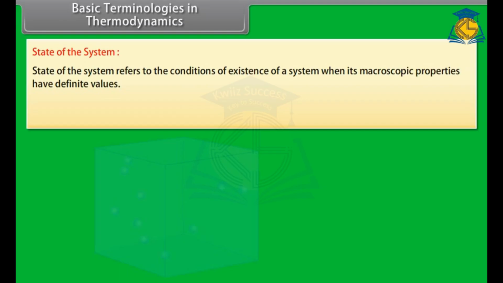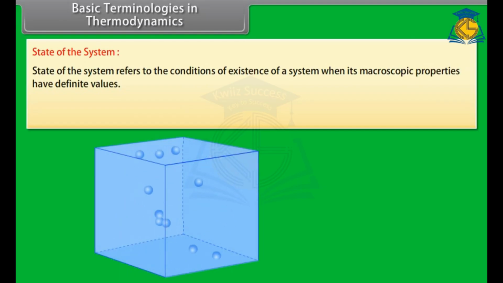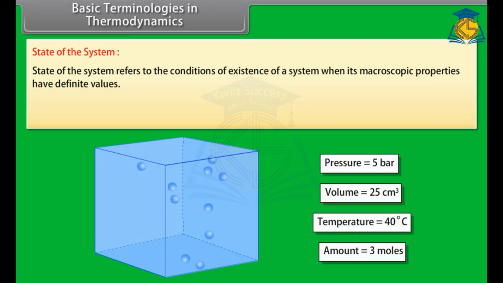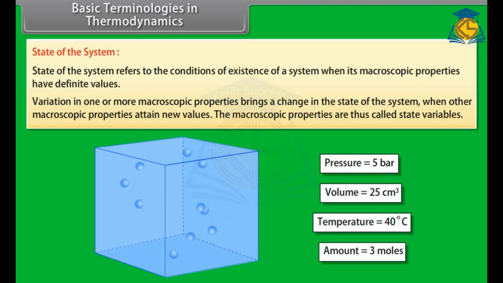State of the system. State of the system refers to the conditions of existence of a system when its macroscopic properties have definite values. For example, the state of a gaseous system can be defined by its pressure, volume, temperature, and amount. Once these minimum numbers of macroscopic properties are fixed, the other properties automatically acquire definite values. Variation in one or more macroscopic properties brings a change in the state of the system when other macroscopic properties attain new values. The macroscopic properties are thus called state variables.